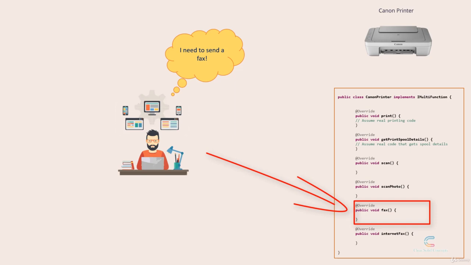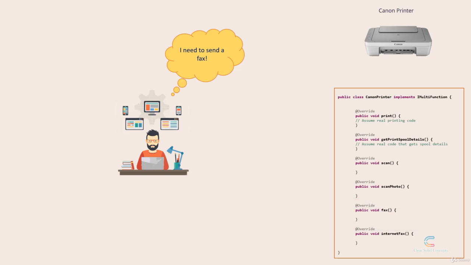All the programmer sees is the fax method on the Canon class, assumes that this device has the ability to send a fax and invokes it from the employee portal. This is calling for trouble, and the code will definitely break because this method implementation is blank. So this is the reason why this is a bad design. And this is why the interface segregation principle recommends to avoid such designs.